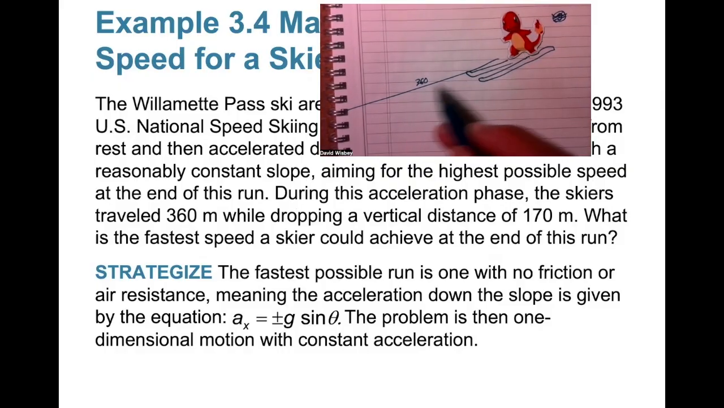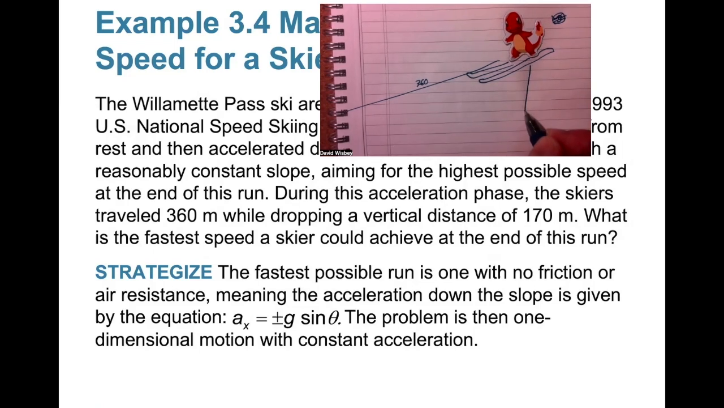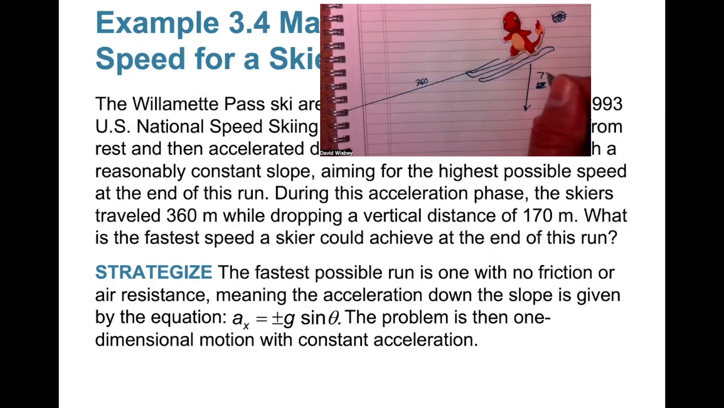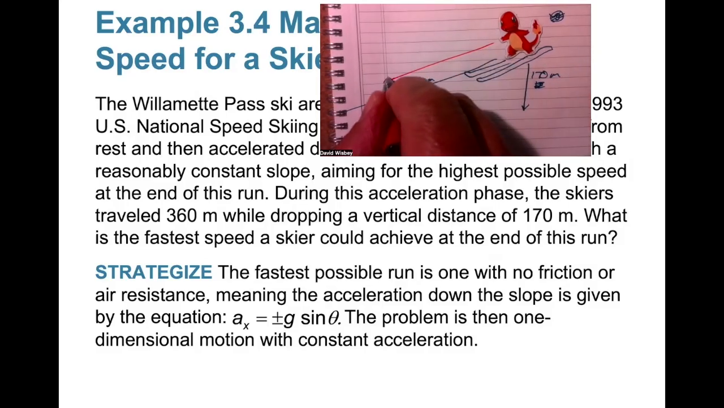Okay, so we travel 360 meters and Charmander descends 170 meters. That's how far he goes down. And he travels 360 meters along the slope, and we'll use a red arrow for Charmander.